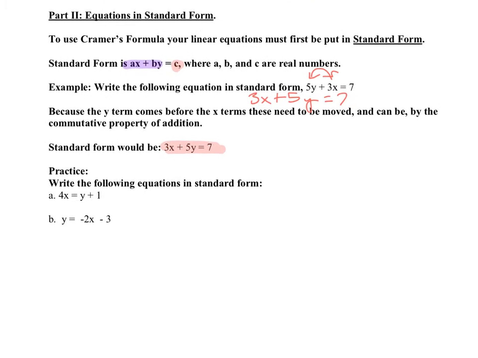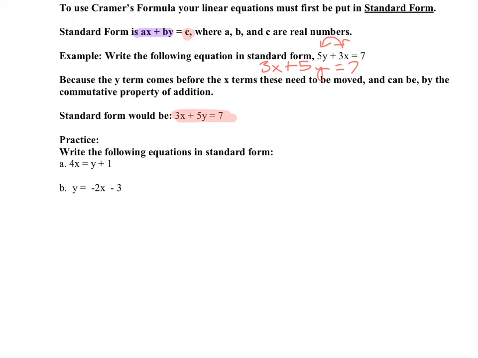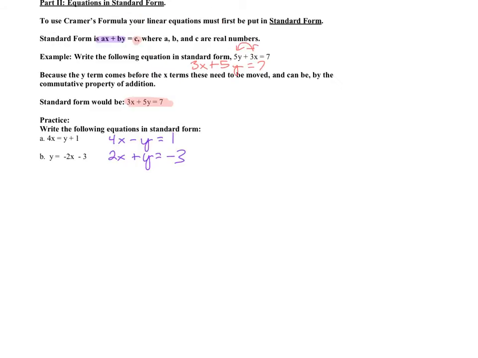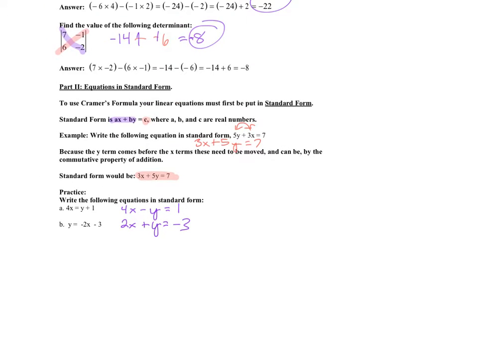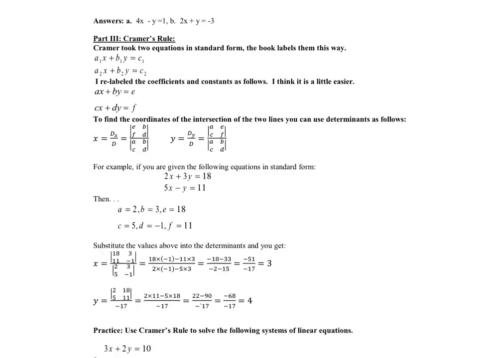All right. Write the following equations in standard form. All we're doing is talking about standard form right now. Okay, so I would have to subtract the y on both sides to get that first equation in standard form. The second one, I'm going to add the 2x, and I still have the y on that side, and that's going to leave a negative 3. Those are standard form. Okay, moving on to page 2. All right.